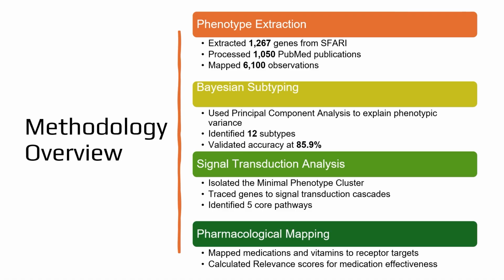Signal transduction analysis, where the minimal phenotype was then isolated so all 43 genes could be traced down to a target receptor. This resulted in 5 core pathways. And finally, pharmacological mapping, where medications and vitamins were mapped with each receptor target and relevance scores were produced for medication effectiveness.